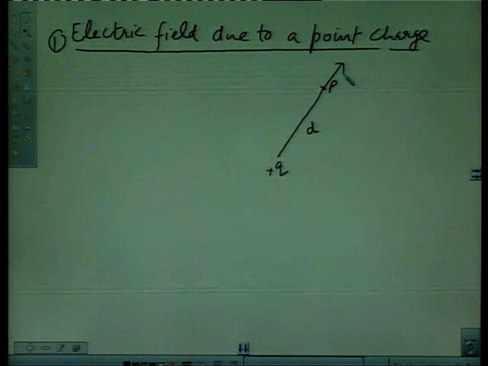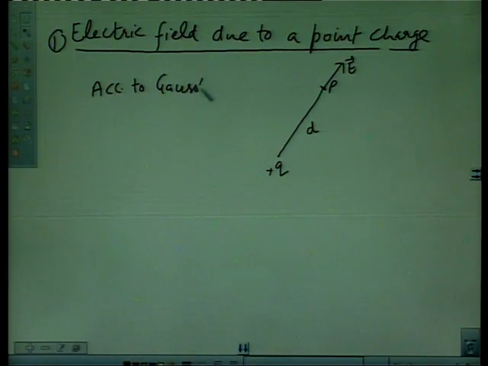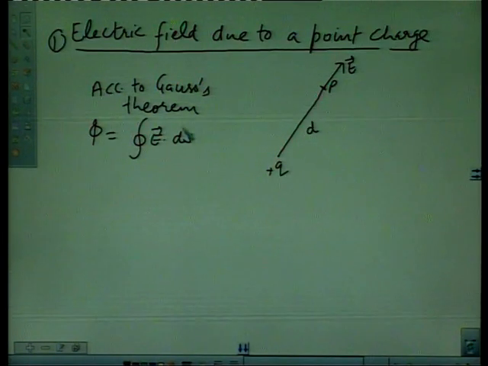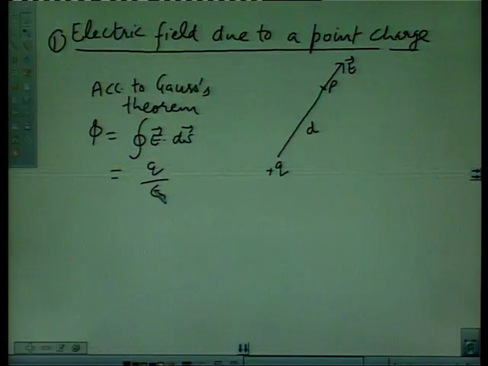The direction of electric field will be radially outward along the d. So, this is the direction of E. Now, we will use Gauss's theorem. According to Gauss's theorem, phi is equal to the integral of E dot ds vector, which is equal to q upon epsilon naught. So, we will use this Gauss's theorem to find the electric field at this point P.